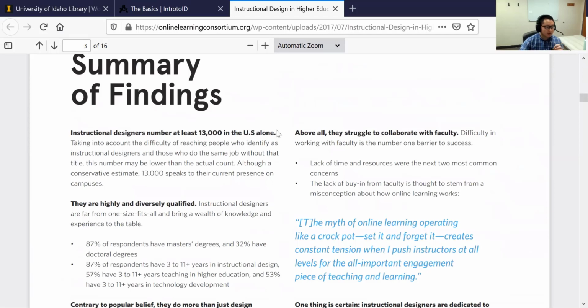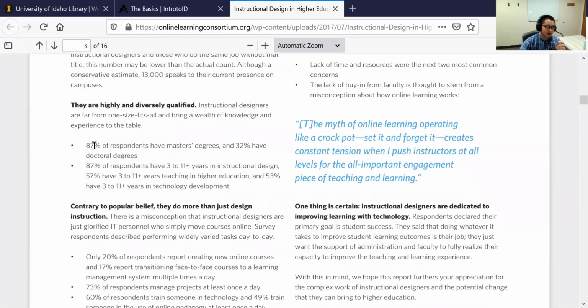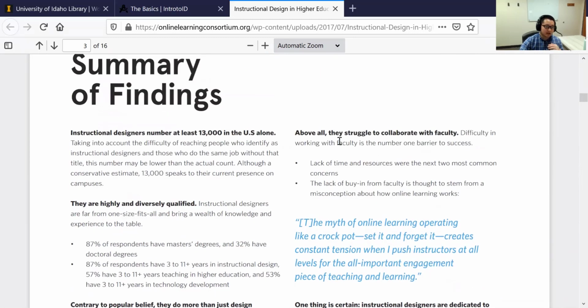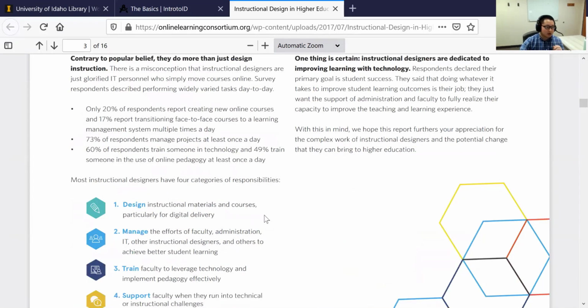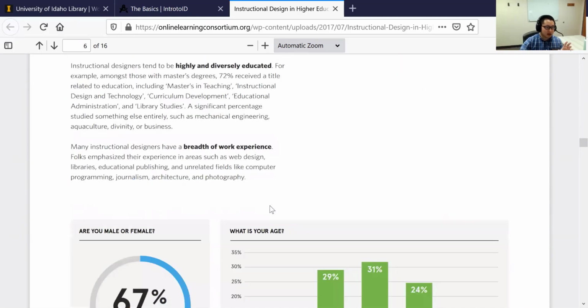So, going through some of the major summary of findings. They surveyed at least 13,000 instructional designers in the United States. 87% of the respondents have a master's degree, 32% have a doctoral degree. A lot of the time they struggle with collaborating with the faculty due to a lack of buy-in, or a lack of time or resources to devote to instructional design. And they have four major categories of responsibilities.